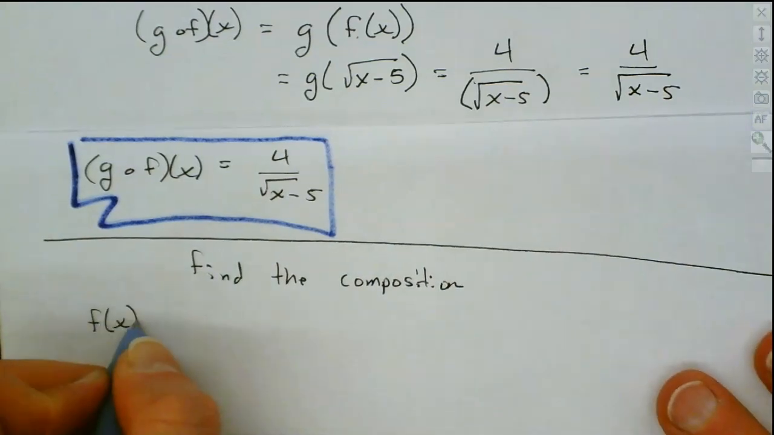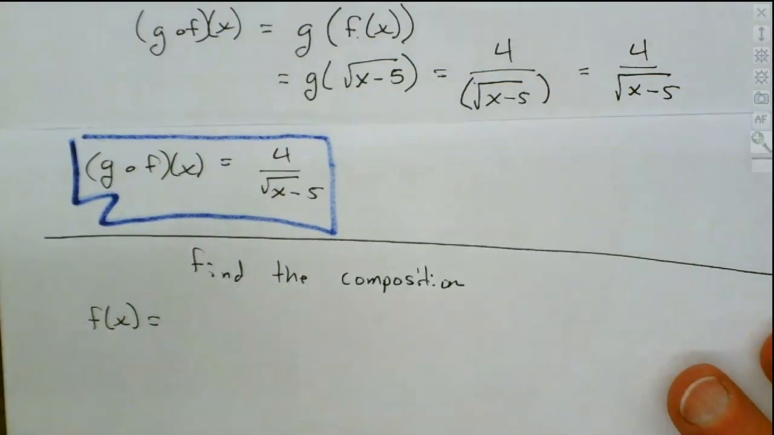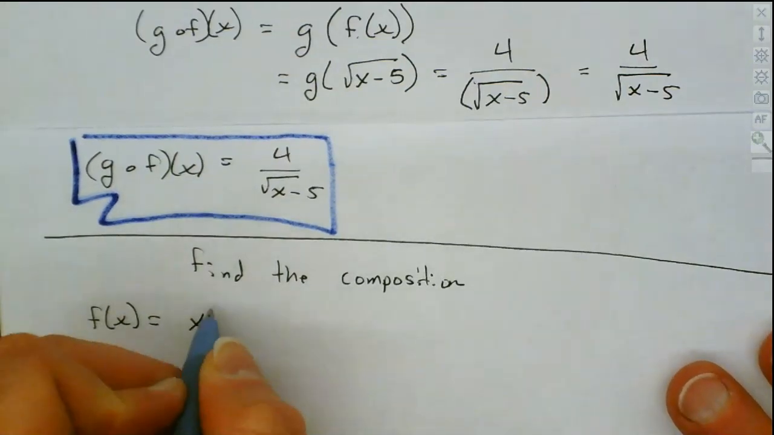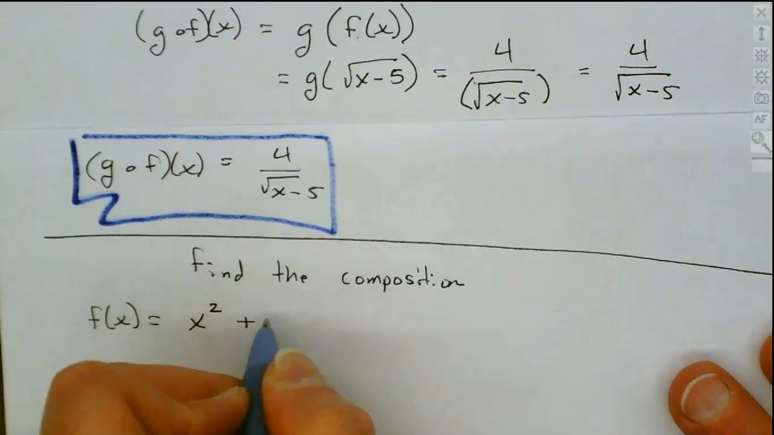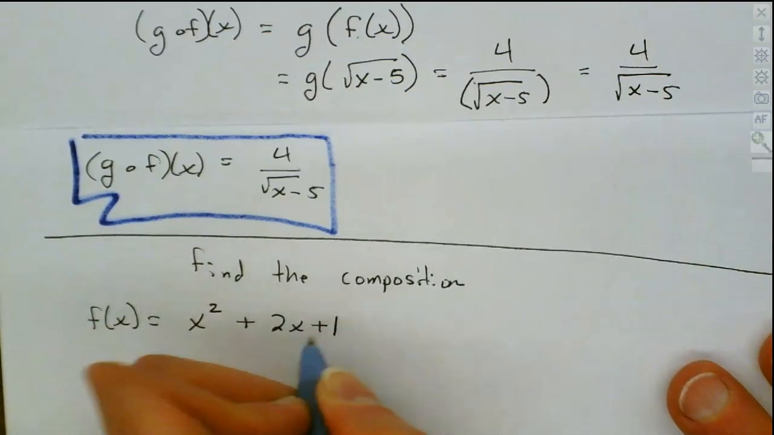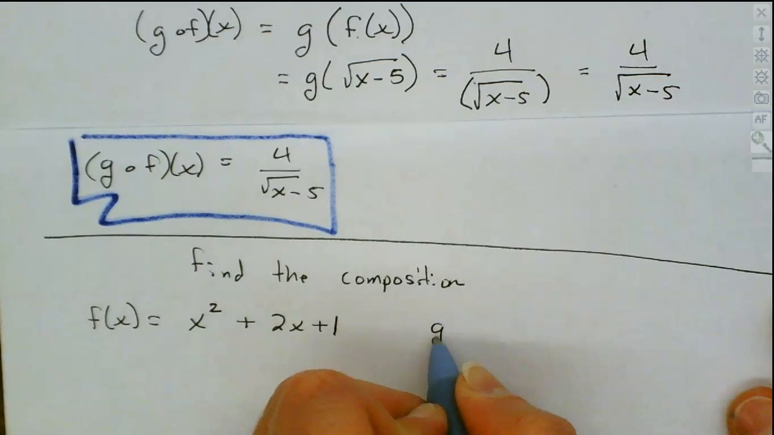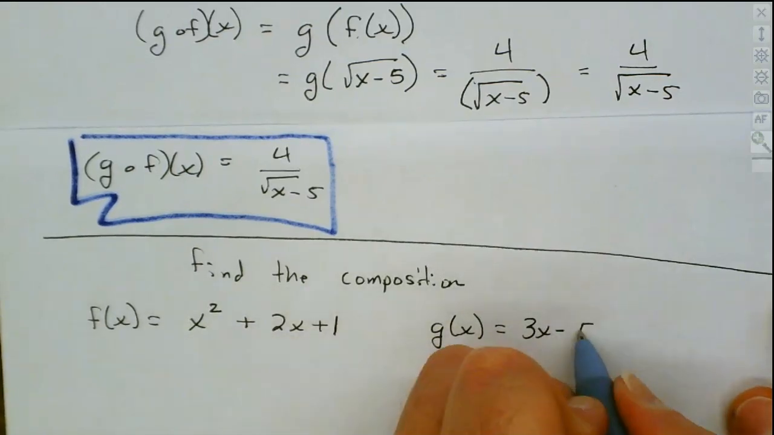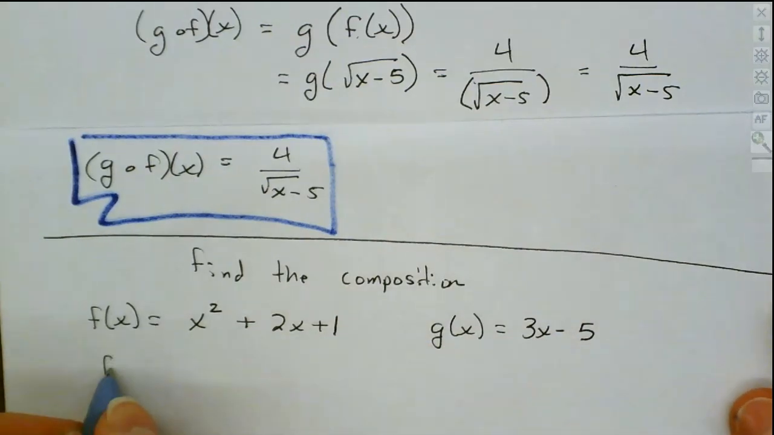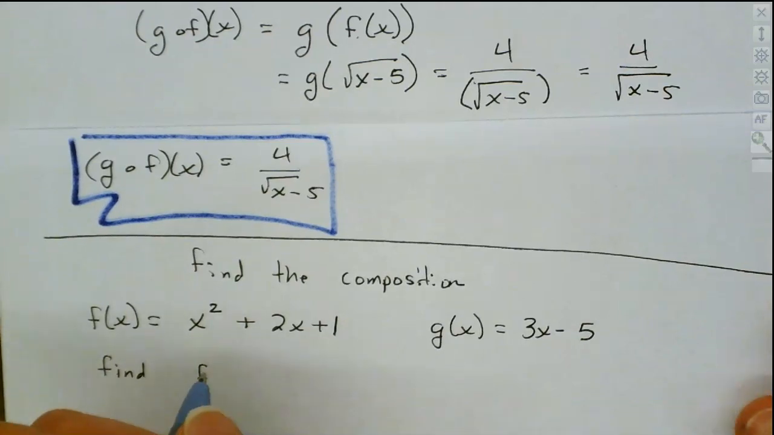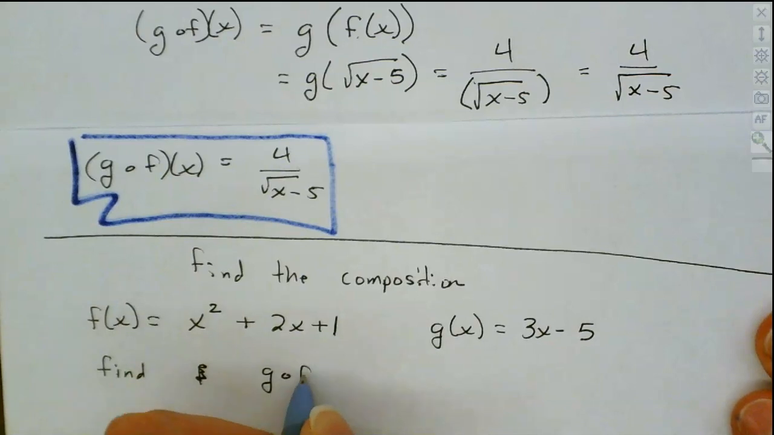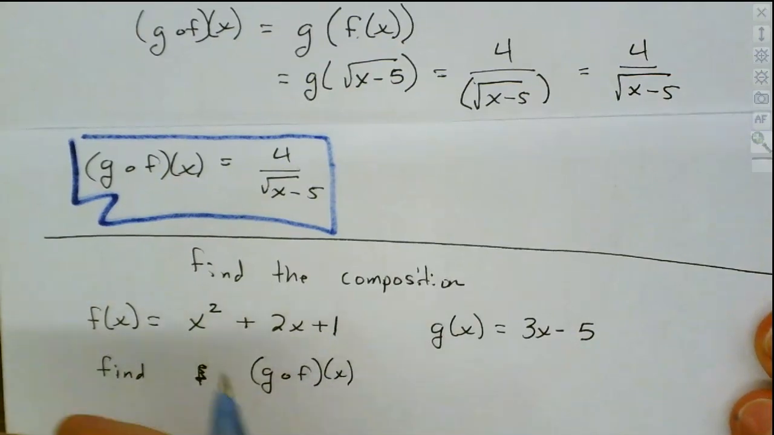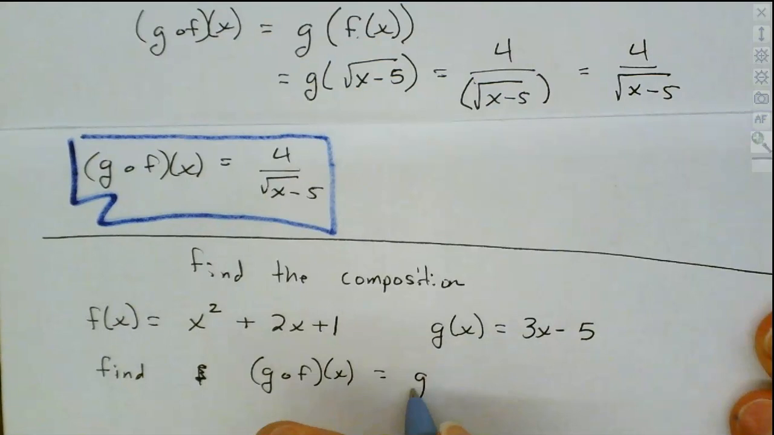Let's say I give you f of x to be, we'll make it pretty easy, how about x squared plus 2x plus 1, and g of x to be 3x minus 5. And I want you to find, again, oh, well, they do g, so we'll do g as well. G composed with f of x, which is g of f of x.